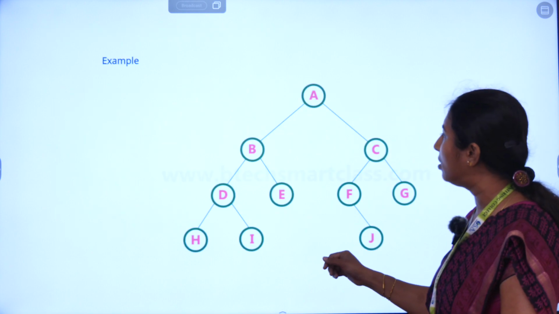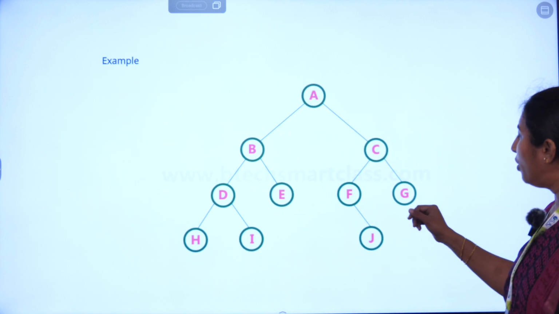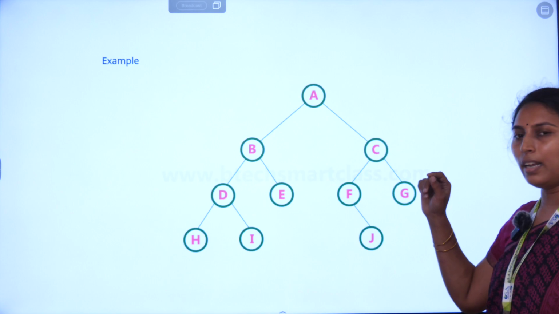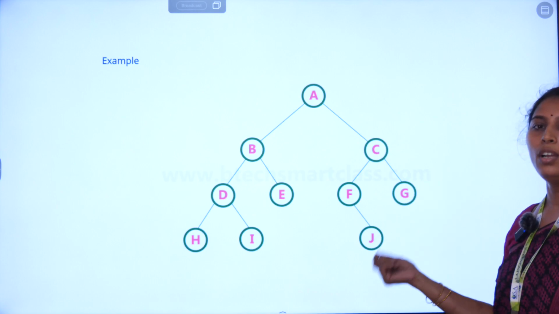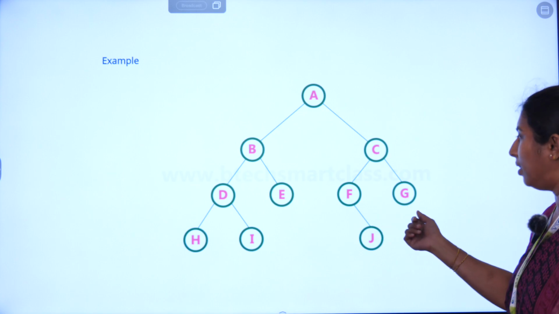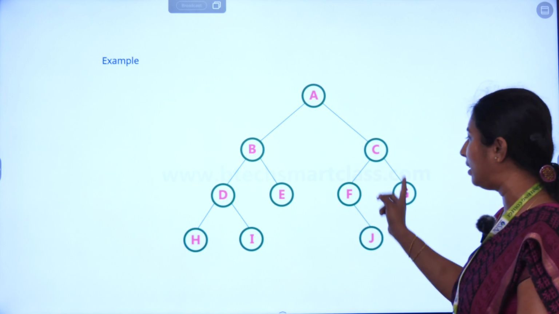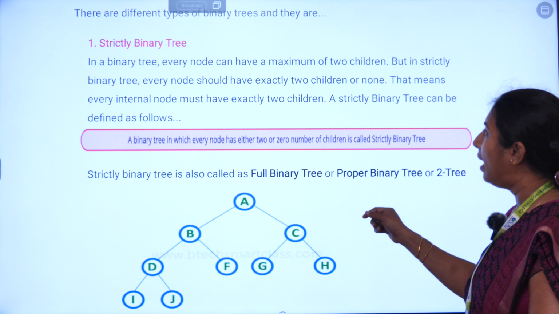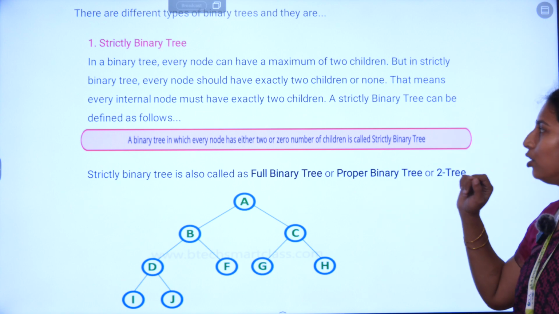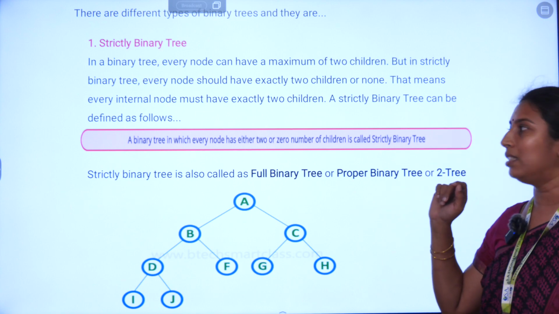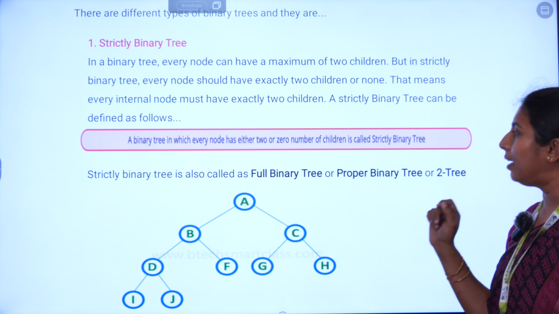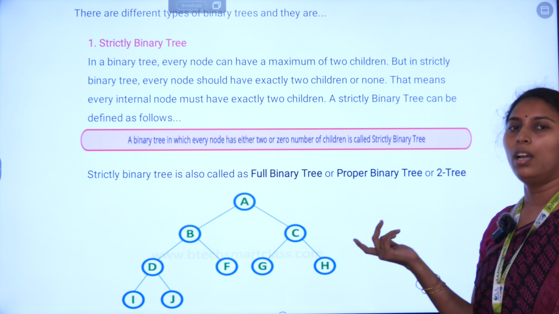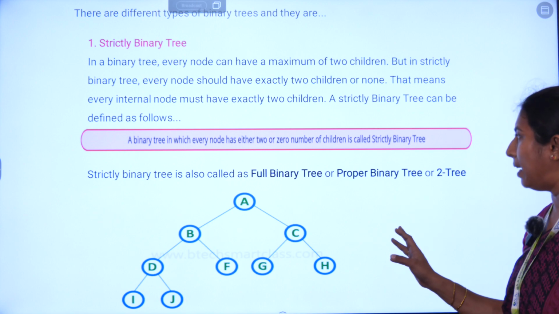An example is given over here: a node can have either 0 children, 1 child or 2 children. At most it can have 2 children. That is your binary tree data structure. And we should know a few things about binary trees, such as what a strictly binary tree is. A strictly binary tree is nothing but a tree where each node has either 0 or 2 children. That is your strict binary tree.